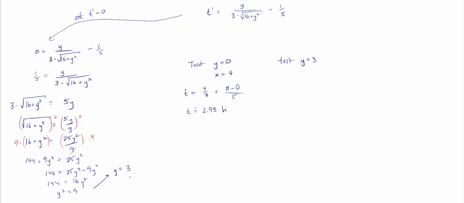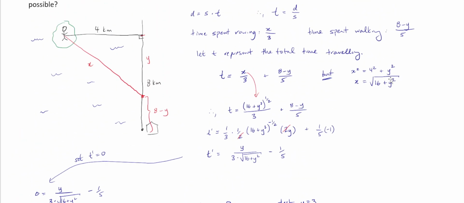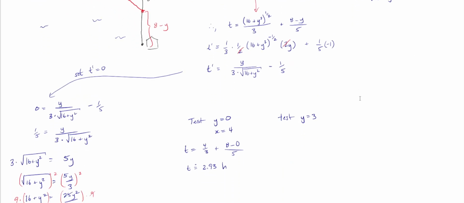That's what I got when I set my first derivative equal to 0. All right. And if y is equal to 3, then x is equal to 5. Okay, so t is equal to 5 over 3 plus 8 minus 3 all over 5. T is equal to approximately 2.67 hours.